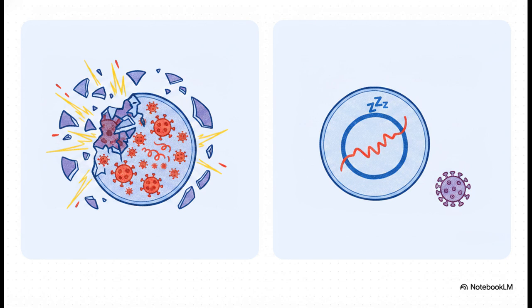But the alternative is the lysogenic cycle. Here, the virus acts as a sleeper agent. The viral genome integrates into the host and just goes dormant. Every time the host cell divides, it unknowingly copies the viral DNA too. It allows the virus to hide quietly for years before eventually switching back to attack mode.